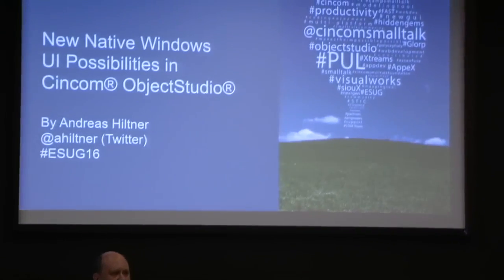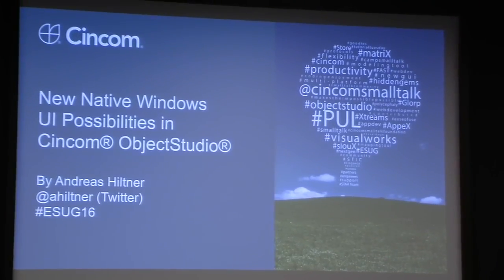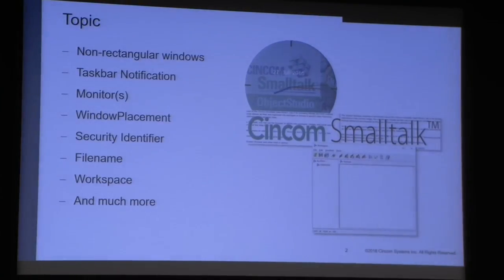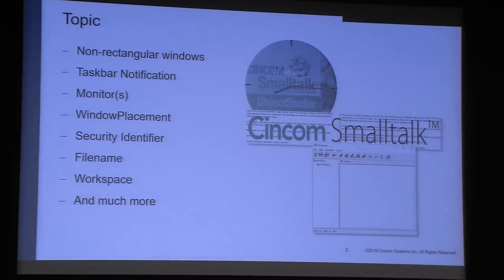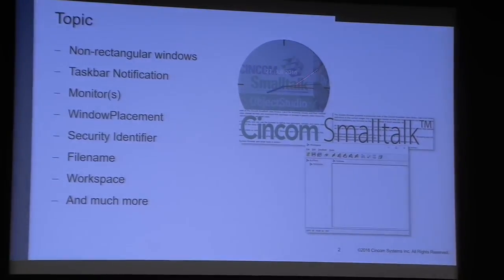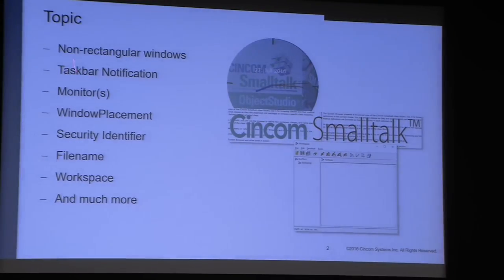So there are quite a few changes in the NGUI over the last year. A lot of things happened. Let's start out with some non-rectangular windows, an example you see right here. Taskbar modifications. Short excursion about screens, monitors, the window placement itself, security identifier, some changes to the file name that we had to introduce. Arne already said that we have a workspace, a new one. Yeah, there are just a few other things.